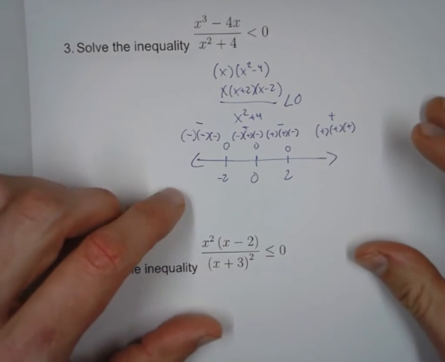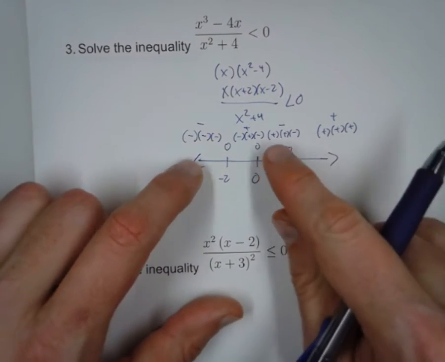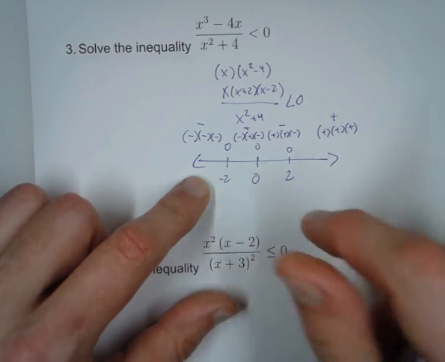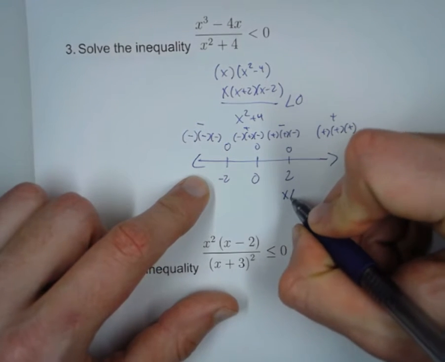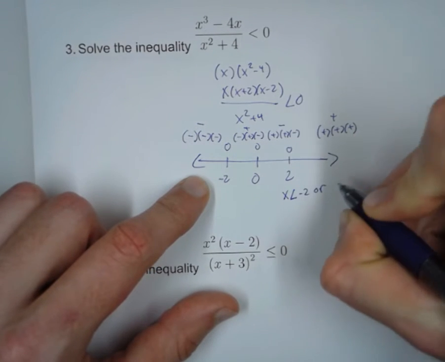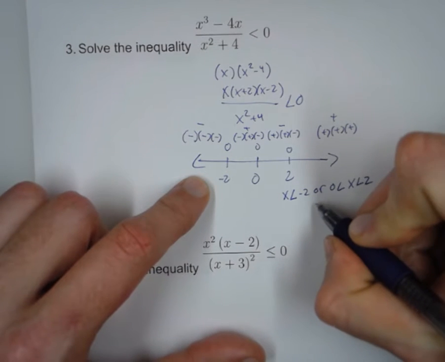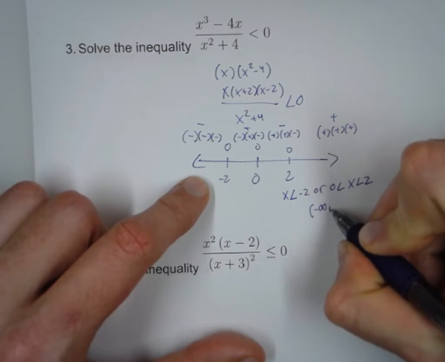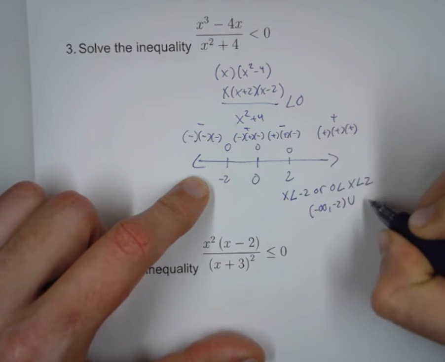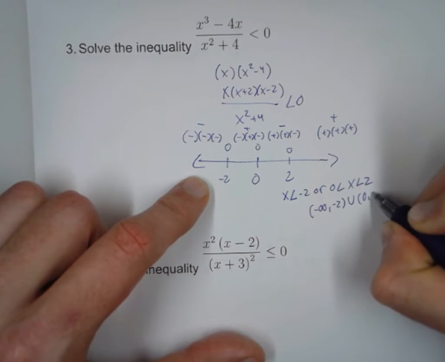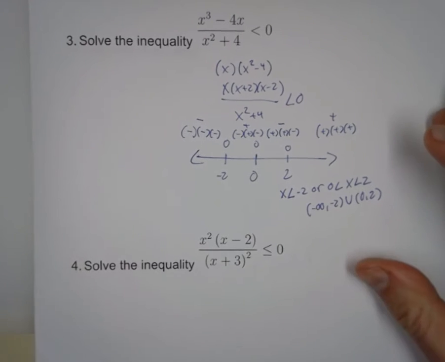So I want the intervals where it's strictly negative. So that's these two intervals right here. So x is less than negative 2, or 0 less than x is less than 2. In interval notation, that's negative infinity to negative 2, or 0, comma 2, parentheses like that.